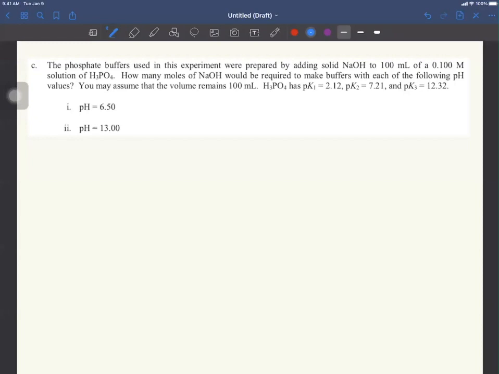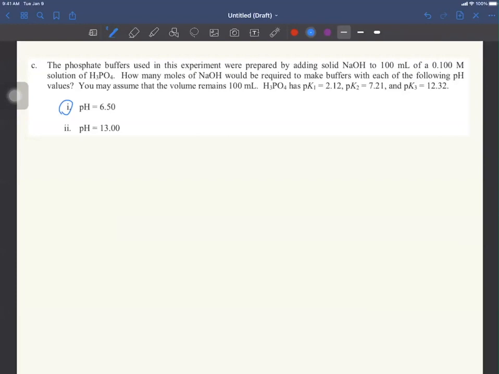Let's have a look at a very interesting question. This is a small question from the USNCO National Exam, Part 2, question number 2. Basically, we try to make buffers with different pH by mixing phosphoric acid with solid sodium hydroxide. The first part is very straightforward, just the direct application of the Henderson-Hasselbalch equation, right?